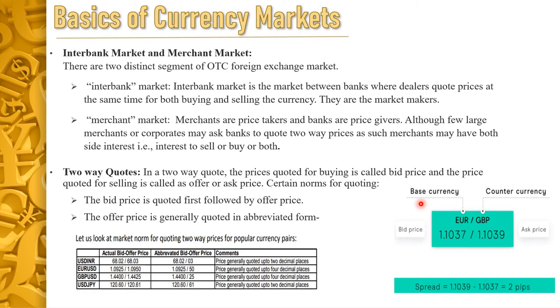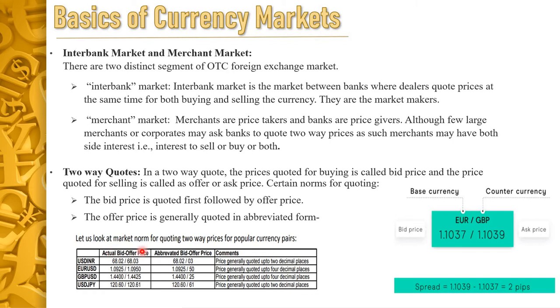First, let's learn how they are quoted in the abbreviated form. So the actual bid and offer price for USD INR is 68.02/68.03. The abbreviated form would be quoted as 68.02/03 only. This would be enough for any market participant to know which is the offer price and which is the bid price. Now the bid price is always less than the offer price, which is very obvious, the buying price being less than the selling price. And the difference between bid and offer price is called the spread.